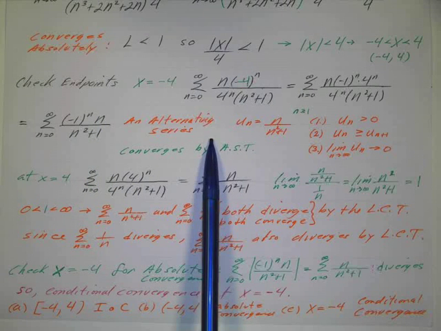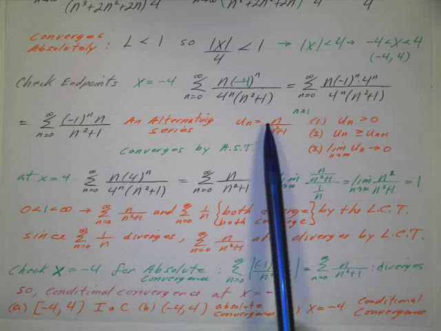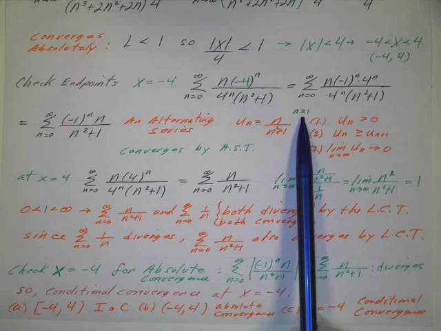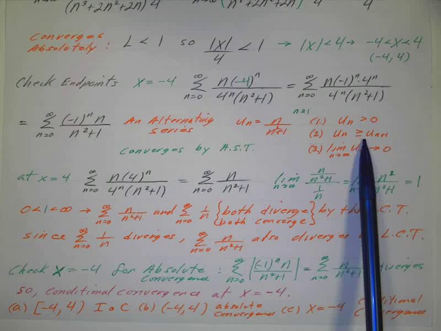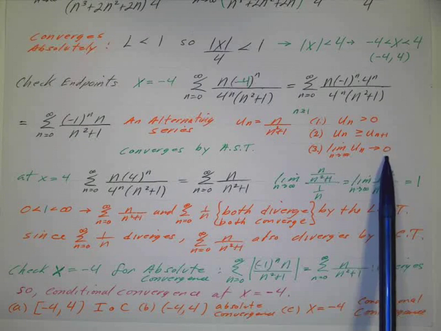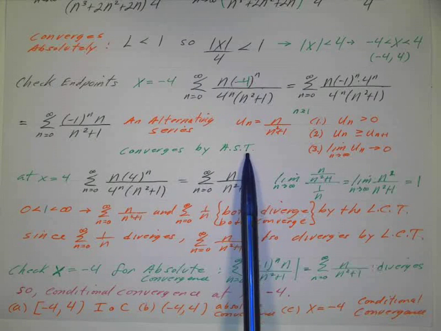Now this is an alternating series. My positive term without the alternating part is n over n squared plus 1. For n greater than or equal to 1, it's positive. It's decreasing. And the limit as n approaches infinity is 0. So therefore, it converges by the alternating series test.